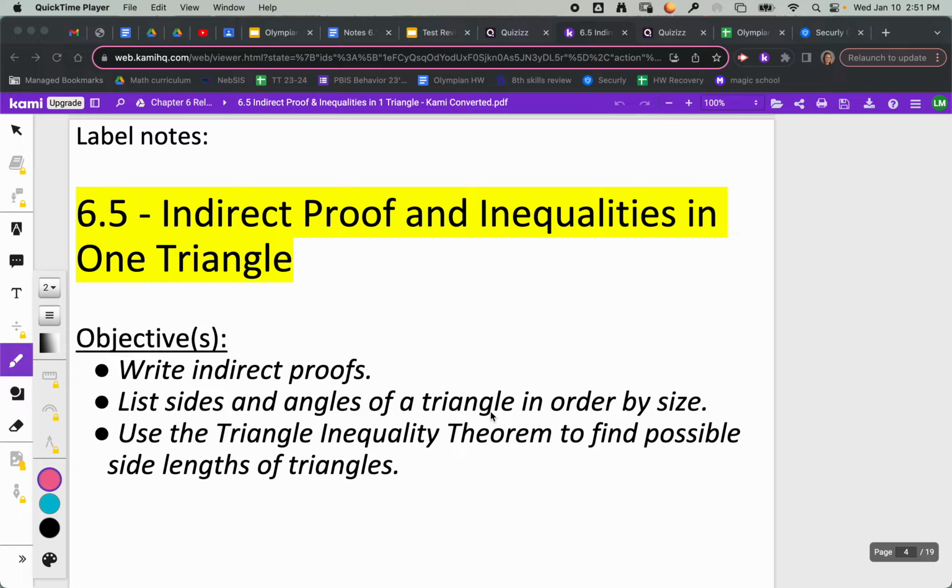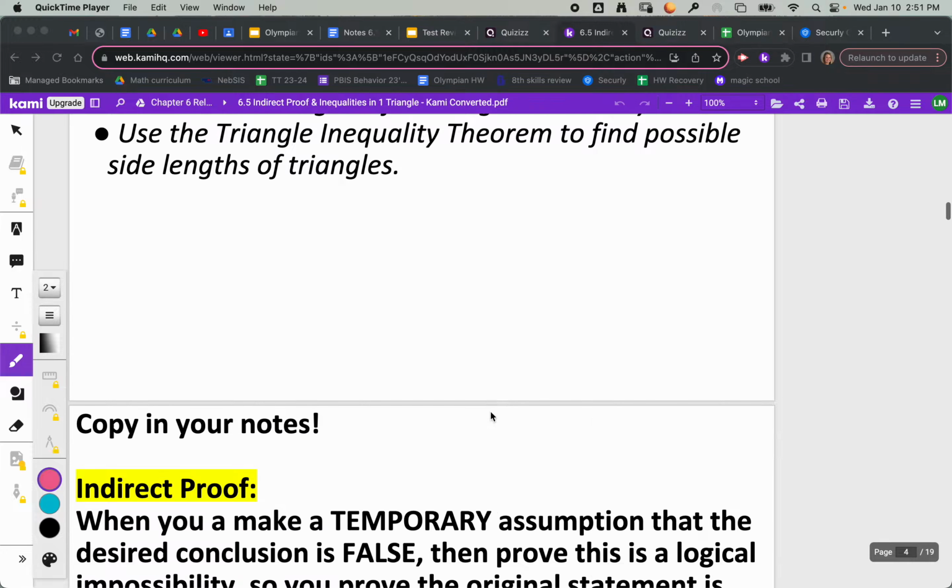Today we're going to look at lesson 6.5, indirect proof and inequalities in one triangle. So we're going to look at indirect proofs, listing sides and angles of a triangle in order by size, and then use a triangle inequality theorem to find possible side lengths of triangles.